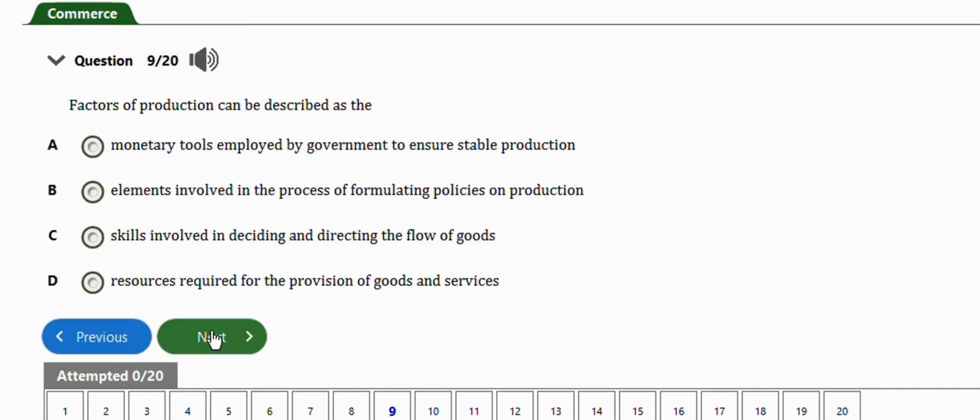Next question. Factors of production can be described as monetary tools employed by government to ensure stable production, elements involved in the process of formulating policies on production, skills involved in deciding and directing the flow of goods, or resources required for provision of goods and services. The right answer to this question is option D: the resources required for the provision of goods and services.